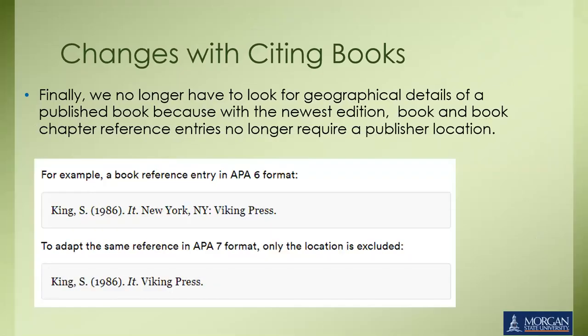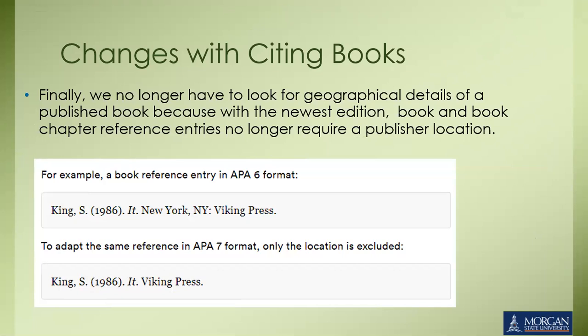Now, changes with citing books. Finally, and again, I just mentioned this before, we no longer have to look for the geographical details of a published book, because with the newest edition, book and book chapter reference entries no longer require a publisher location. So here you have the 6th edition format, so you can see what they look like, if you will, side by side. And then you see the 7th.